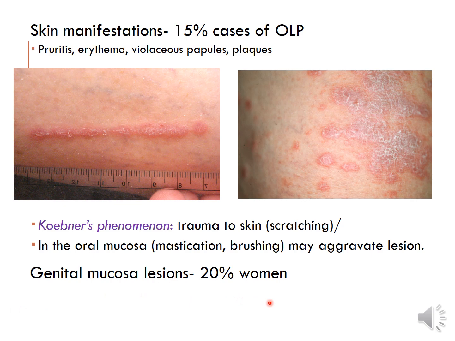Genital mucosal lesions are also seen in 20% of the women who manifest with oral lichen planus. So it's important to ask the patient if they have symptoms elsewhere. As a dentist, when you're looking at a patient and you're suspecting oral lichen planus, it's important to also ask the patient if they could be having any skin lesions or any genital lesions.